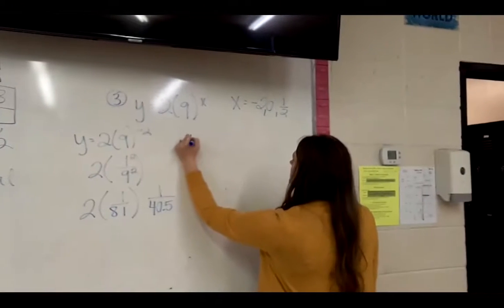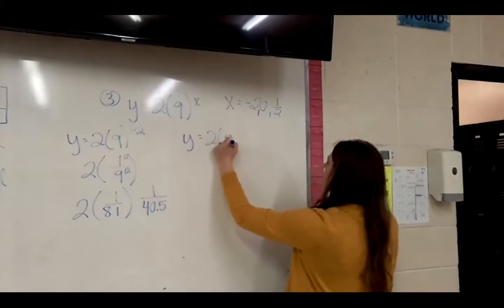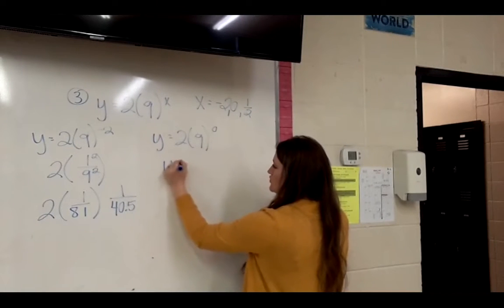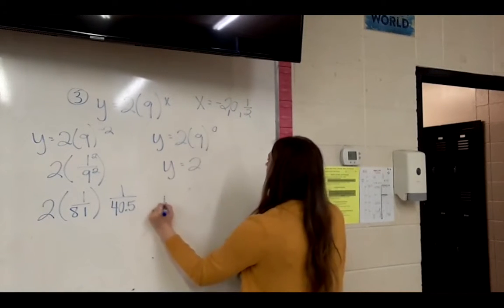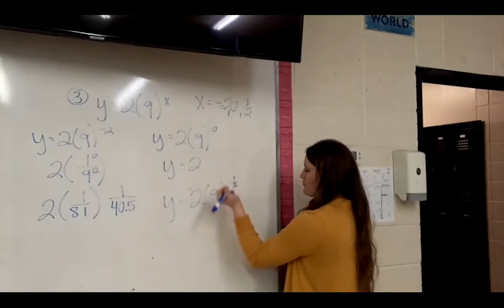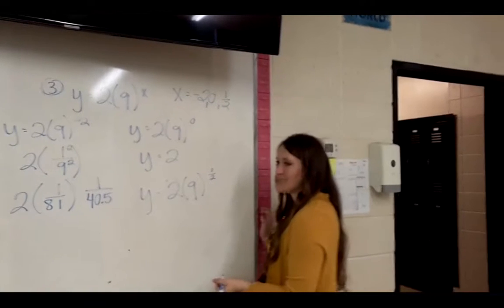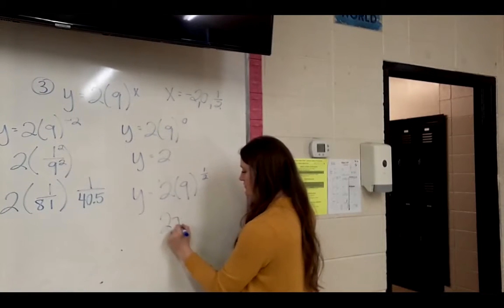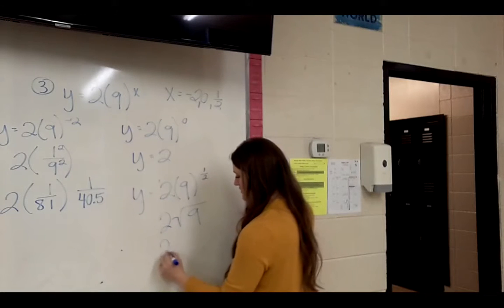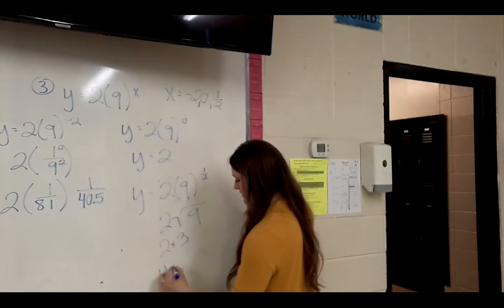All right, then on y equals 2 times 9 to the 0 power. 9 to the 0 power is 1. 2 times 1 is 2. That one was easy. And then last one, 2 times 9 to the 1/2 power. If you remember, that means the square root of 9. Square root of 9 is 3. 2 times 3 is 6.